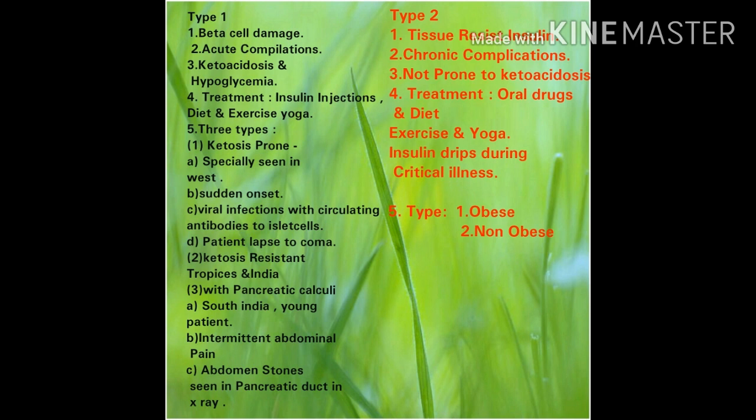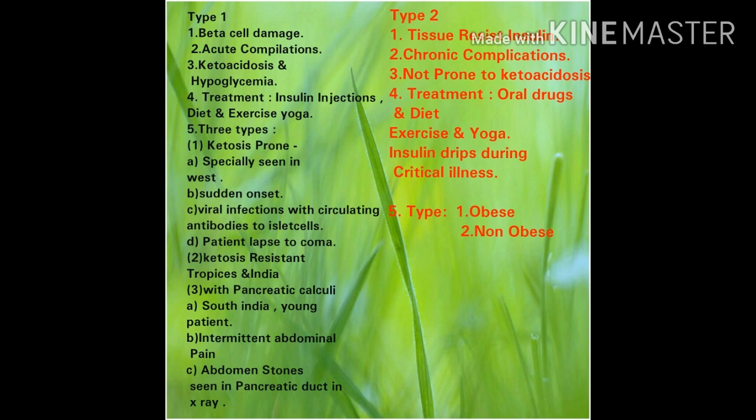Next one is ketosis resistant diabetes. It is found in the tropics and in India. And the next one is diabetes with pancreatic calculi. This is found basically in South India. It is found in young patients, who come with a history of intermittent abdominal pain, and if an X-ray is advised, small stones are seen in the pancreatic duct. So these are the three kinds of diabetes which type 1 patients have.